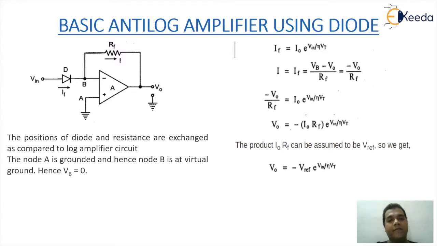Because of this, you will find the value of VO as minus of I naught into RF e raised to Vf by nu Vt. So automatically I naught into RF is going to be considered as a constant Vref, and you get VO equal to minus of Vref e raised to V in by nu Vt. So now if you observe, the output is going to be e raised to something of the input, implies the effect is as good as the impact of anti-log. So this is how we can realize a basic op amp as a log amplifier and as an anti-log amplifier.